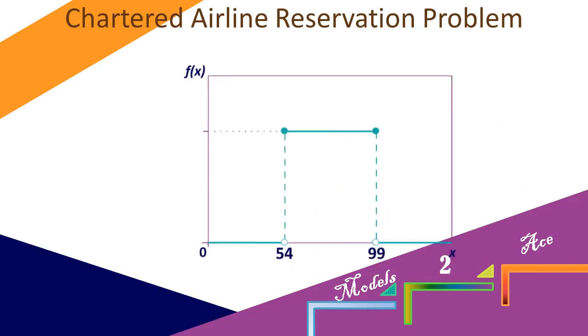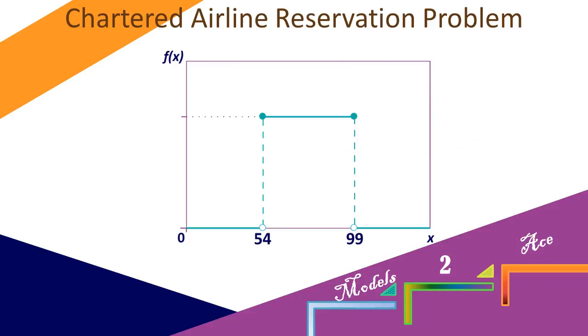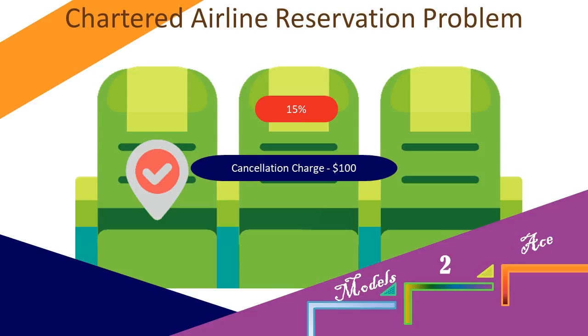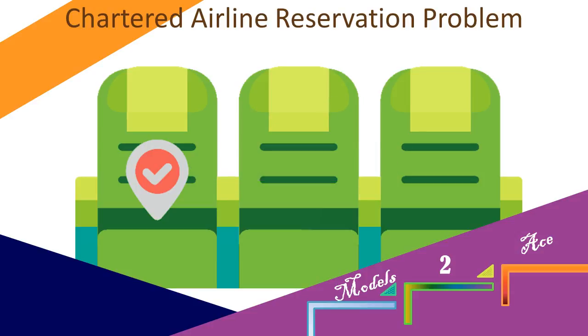The number of reservations requested for a trip follows a discrete uniform distribution, with values from 54 through 99. A passenger who has reserved a seat has a 15% chance of canceling his journey on the flight, thereby forfeiting $100 as cancellation fee.